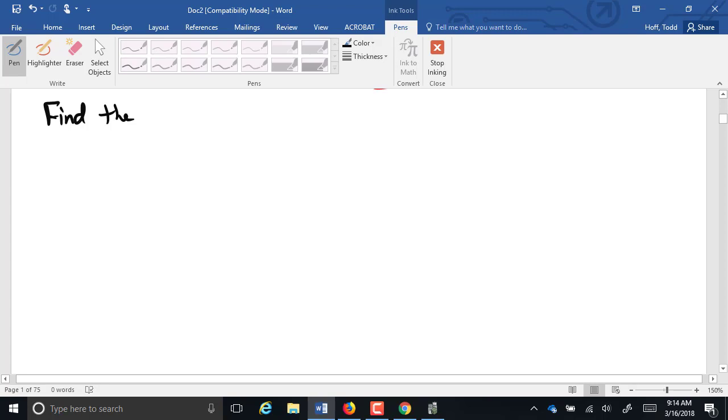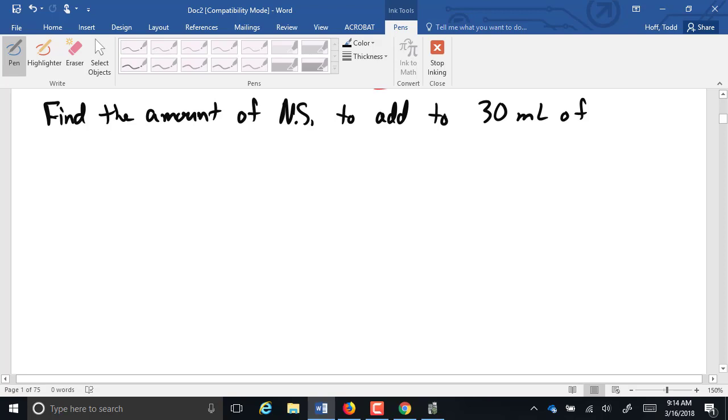Let's do this. I'm going to have you guys try one more. Find the amount of saline to add to 30 milliliters of 72% solution to dilute it to 4%. I'll give you guys a couple minutes on that.